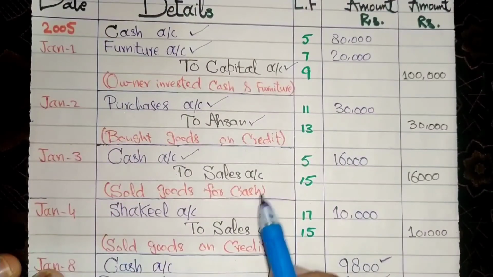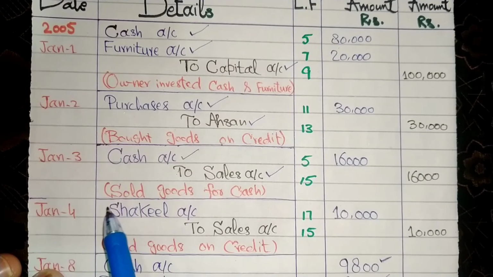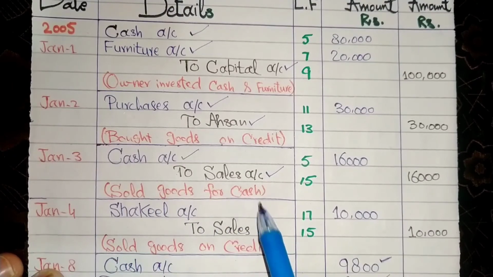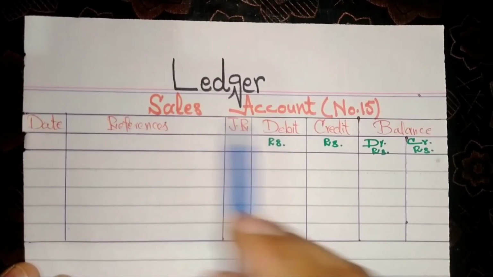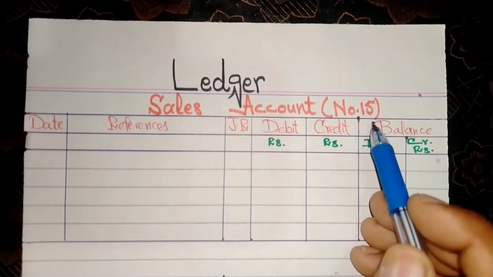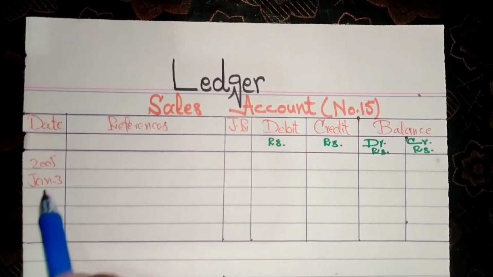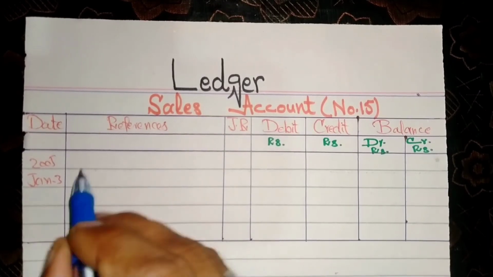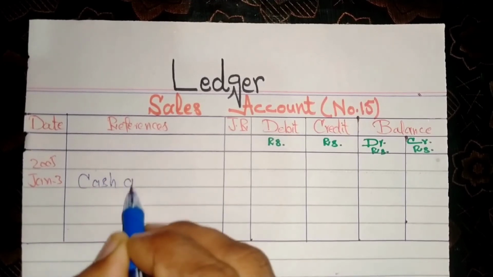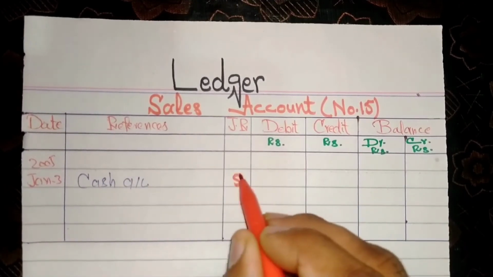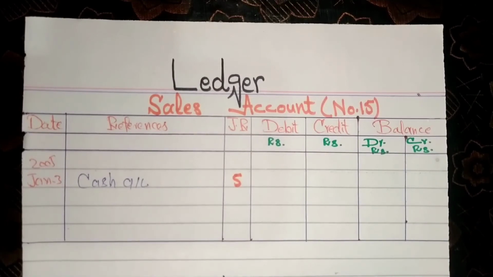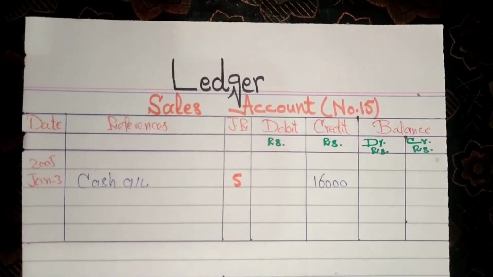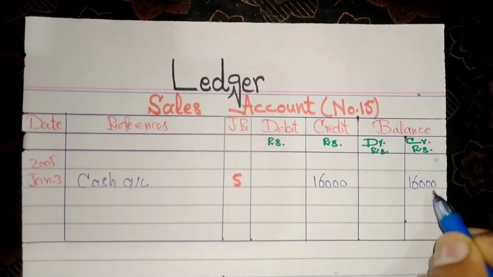This is sales account. Okay, the transaction was sold goods for cash. The journal entry is cash account to sales account. This is the format of ledger sales account with ledger folio number 15. Year 2005, transaction date Jan 3rd. So the sales account credited by cash account with the name of cash account. Journal reference number is also 5. So sales account is credited with 16,000 rupees. Okay, we will write further in credit column 16,000 rupees.